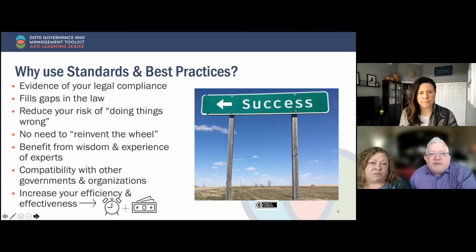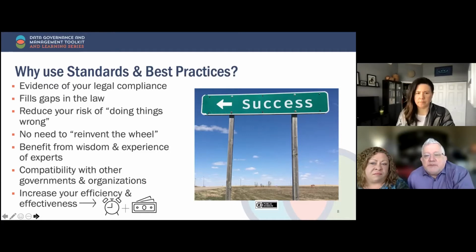Using standards and best practices allows us to benefit from the wisdom and experience of experts. They also allow us to have compatibility with other forms of governments and organizations that are involved in your business. This is important when negotiating government to government, since other forms of government in Canada use standards and best practices a great deal in their business. In all, standards and best practices increase your efficiency and effectiveness, and that saves you time and money.